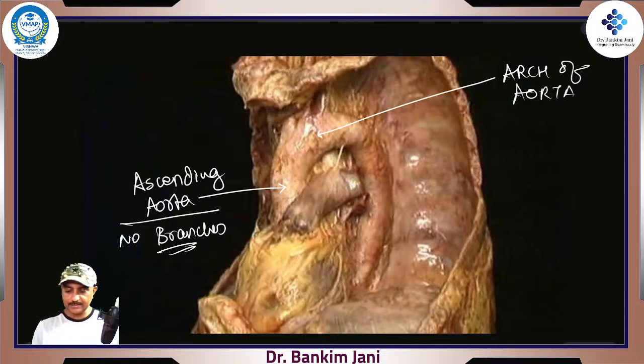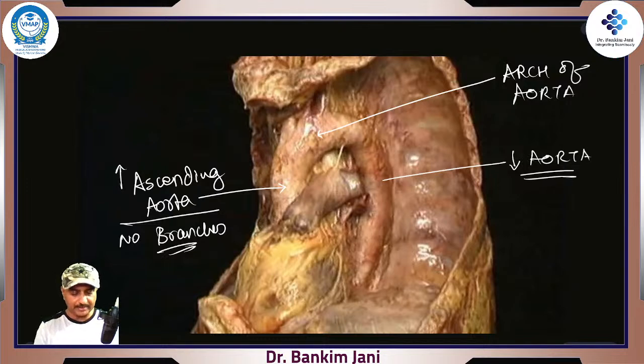So that is the arch of aorta, and this one is the descending aorta. So now onwards we'll write it like this: descending aorta, and ascending aorta we'll write it like this. Acha.